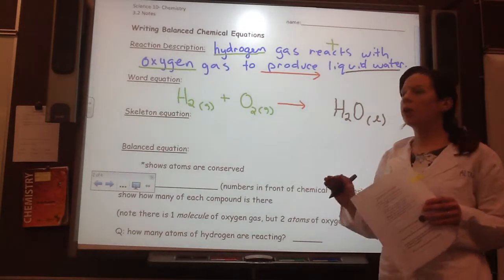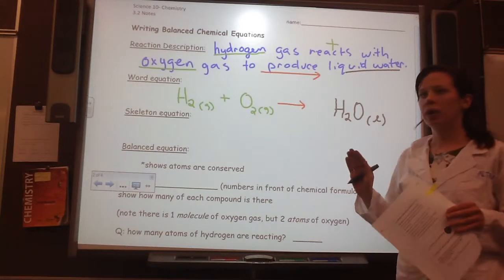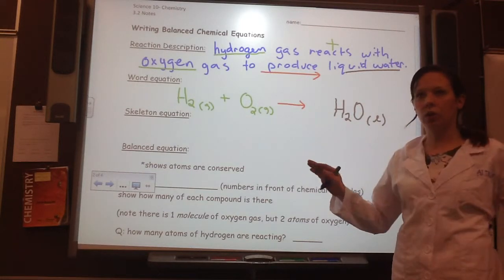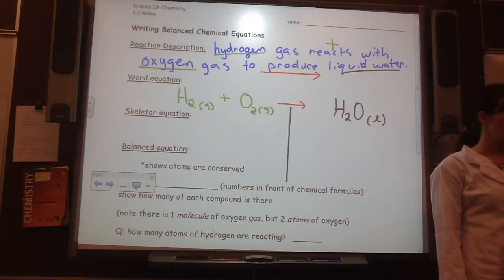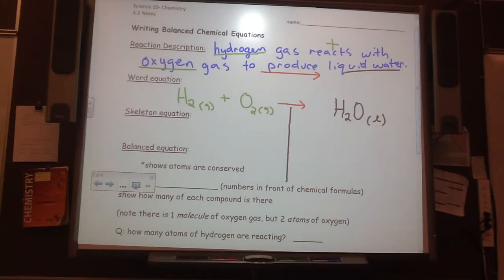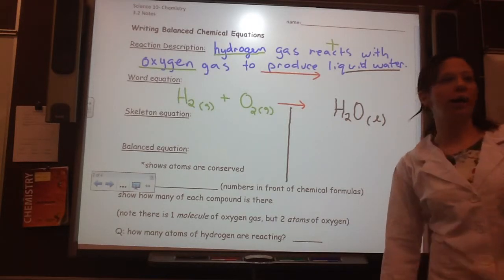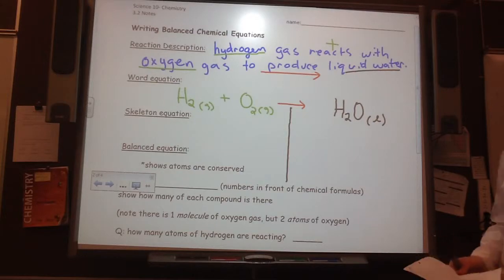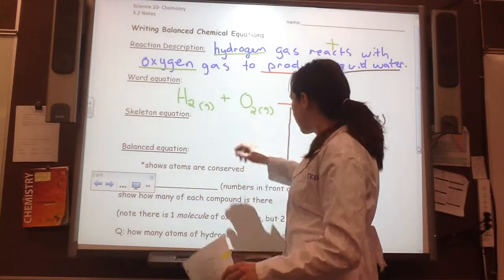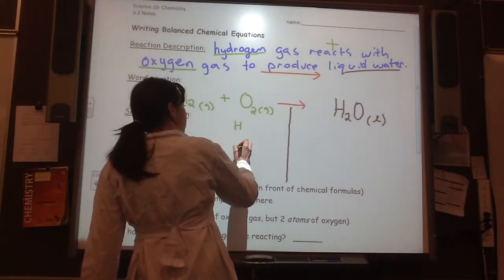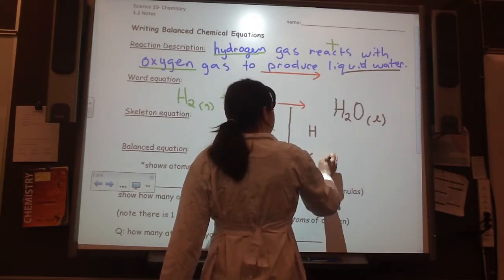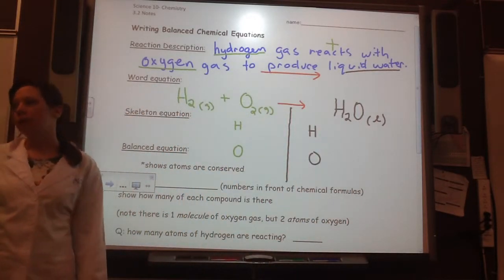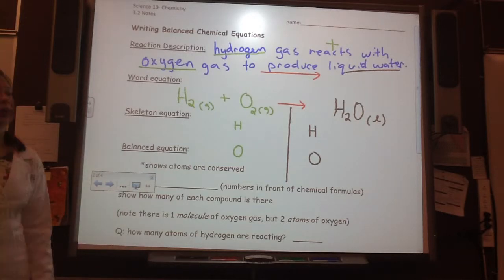Okay, so then how do we balance this? Well, I'm going to show you the main way to do this that will apply to the whole rest of the chapter. What I do is I draw a line down the arrow. Now, you need to make sure that you have the same number of atoms of one thing on both sides. So what I do is I write out what I have available. On this side, I have H's and O's, and on this side, I have H's and O's.